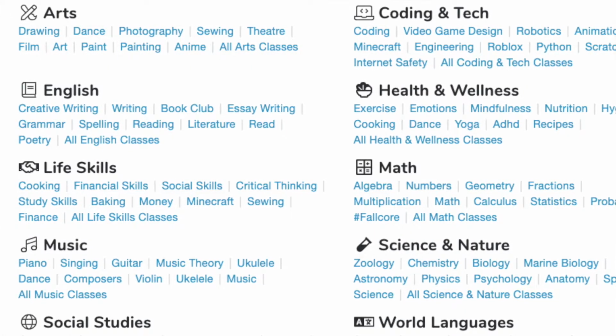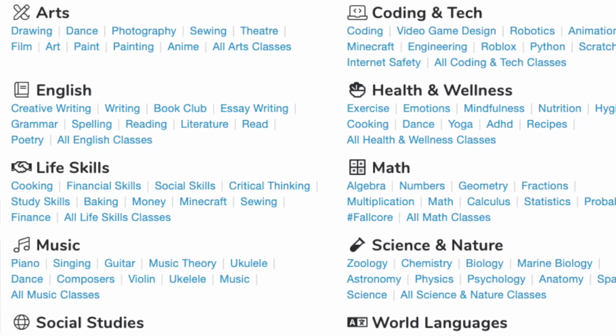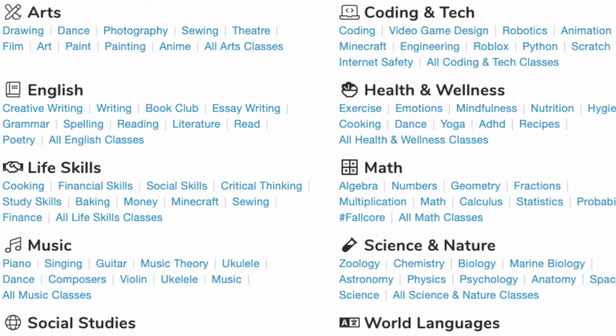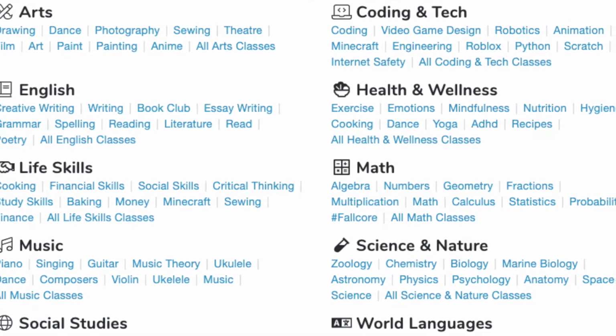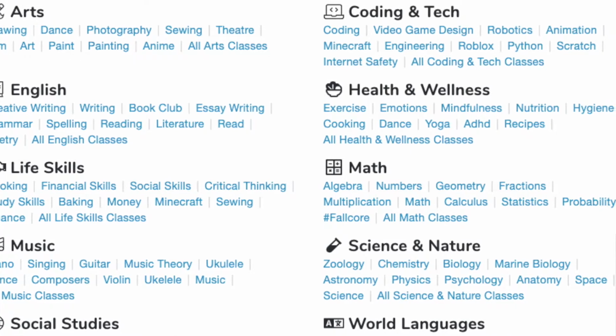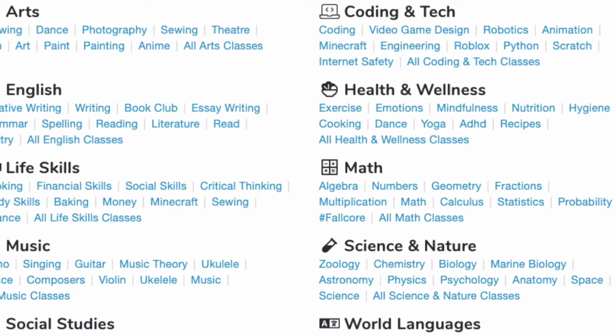Classes on Outschool are broadly divided into 10 categories, which are then subdivided into smaller categories. And here is a look at what we have. There is arts, coding and tech, English, health and wellness, life skills, math, music, science and nature, social studies, and world languages. Now, on one hand, this is so exciting, but on the other hand, I know that it can be a little bit overwhelming.